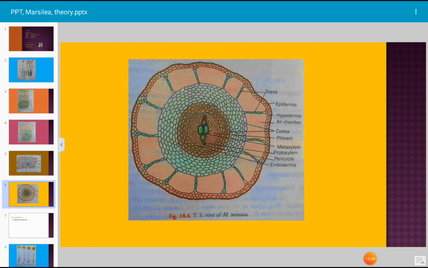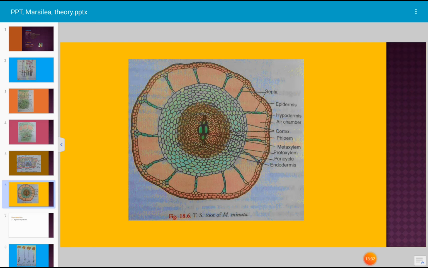The outer region consists of large air spaces which are separated by septa from each other. The inner zone of the cortex consists of a few layers of sclerenchymatous cells. Just below the cortex, a single layered pericycle is present. In the center is the stele, which is typically diarch and exarch.